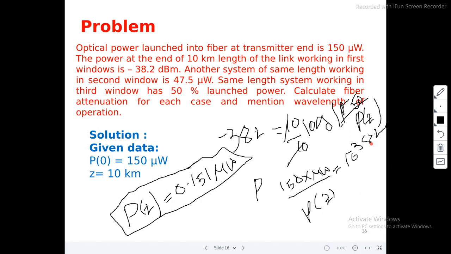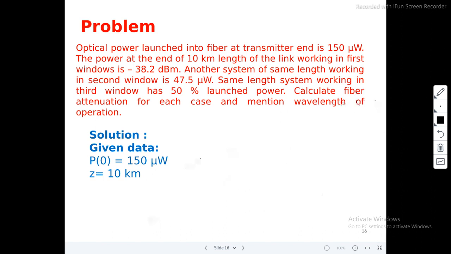But then the problem is given in dB per meter. So you must convert the units, the conversion from meter to kilometer. So that is the first step. Now after calculation, you first calculate the first window technique, the second window technique, and the third window technique. In the first window technique, you calculate the attenuation unit alpha.